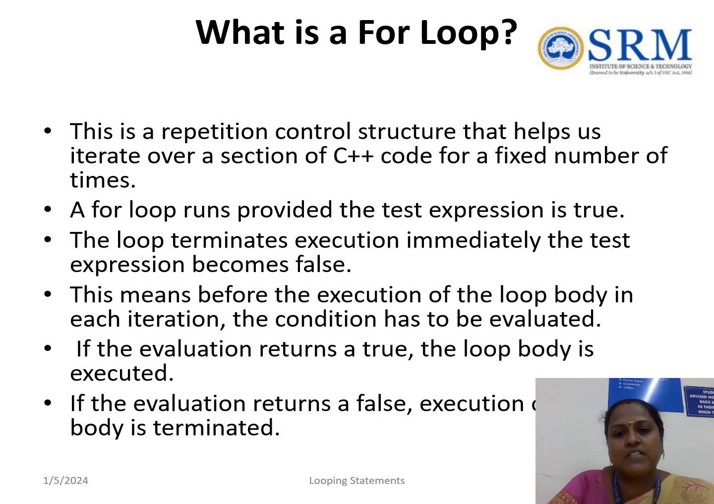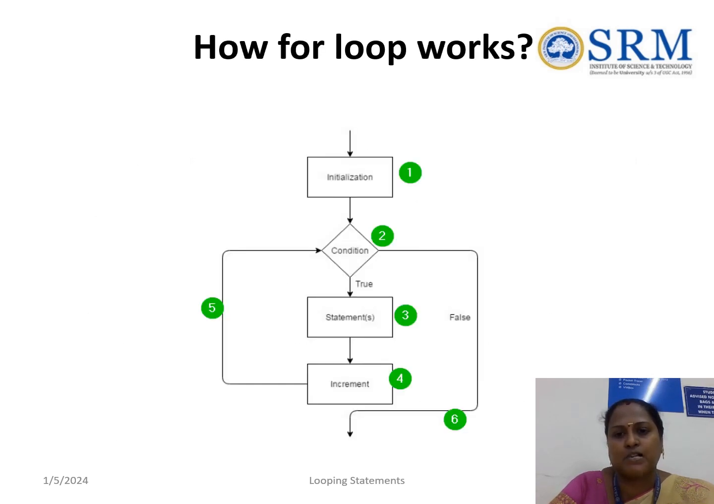This statement will execute a block of statements until the condition is true. The loop terminates the execution immediately when the condition is false. This means the execution of the loop happens repeatedly. If the evaluation returns true, then the loop will execute, or else if the evaluation is false, it will terminate the process. There are three types of loop structures: for loop, while loop, and do while loop.